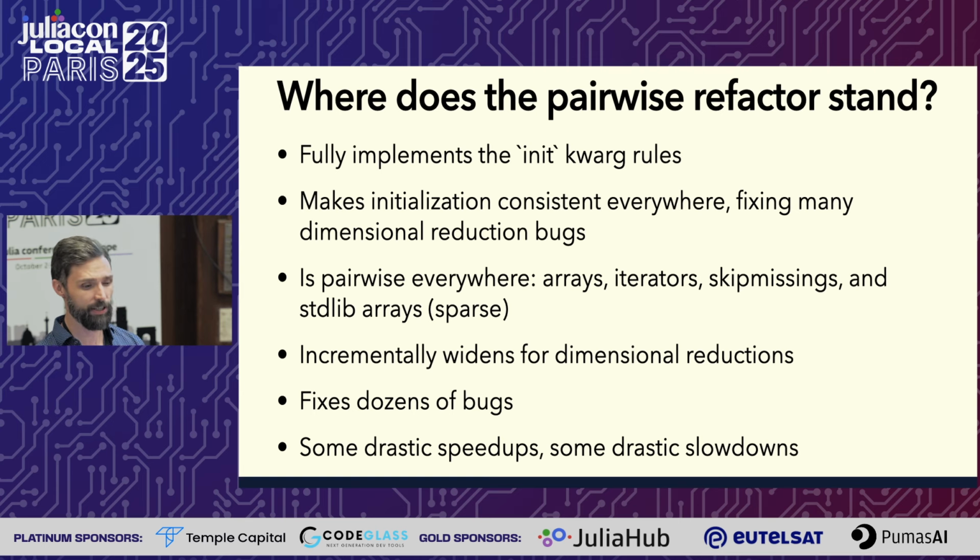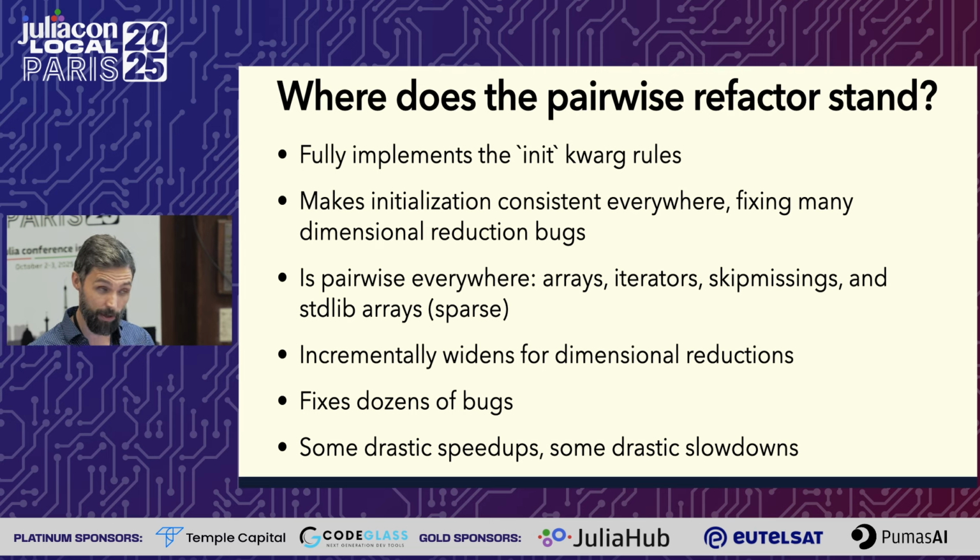But so it's hard, right? Because it's breaking to those arrays that were doing the thing of extending a private interface or a private function. But what this pull request does is it fully implements those init rules that I talked about with all the different cases of 0, 1, or 2 elements. Makes that initialization consistent everywhere, including subchains of reductions, and that is what fixes many of the dimensional reduction bugs.